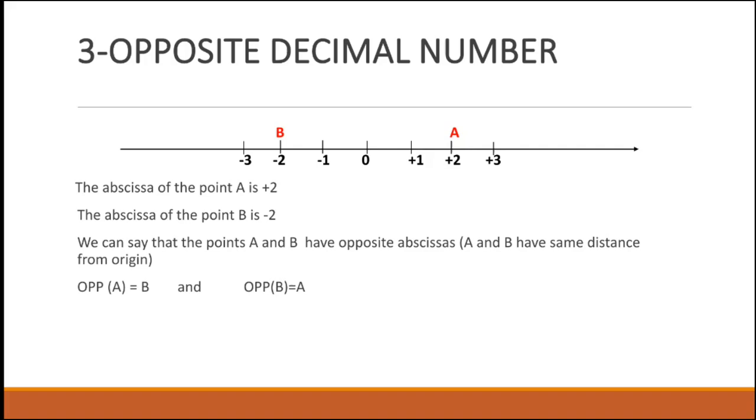Here O is the midpoint of AB, the point in the middle. So I can say that A is symmetric of B with respect to O and B is symmetric of A with respect to O.